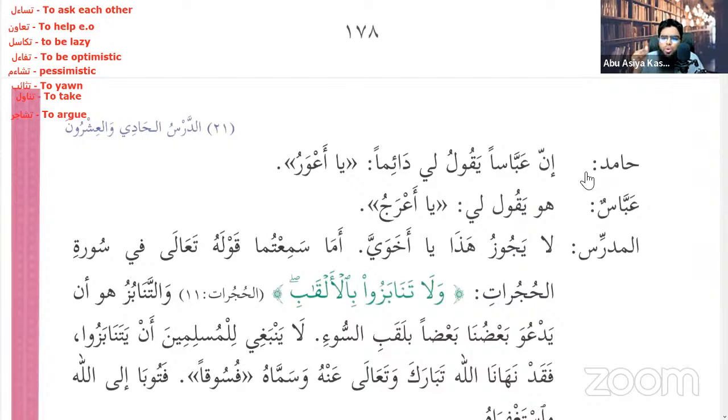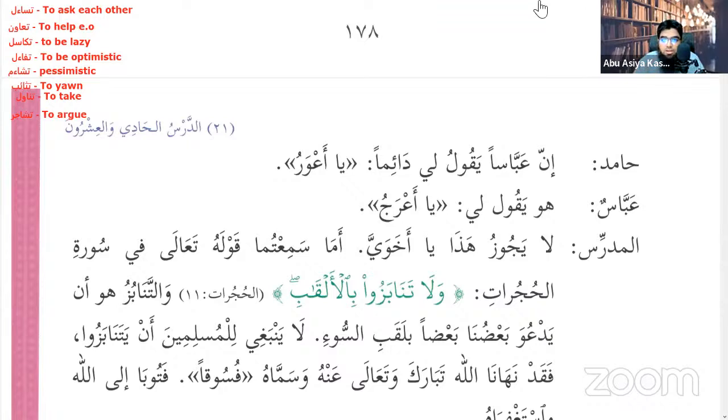Inna Abbasun yaqulu li da'iman ya a'war. Indeed, Abbas is saying to me all the time, ya a'war. Oh, a'war means one-eyed person. A'war, one-eyed. So he wants to teach us here, a'war is one eye.